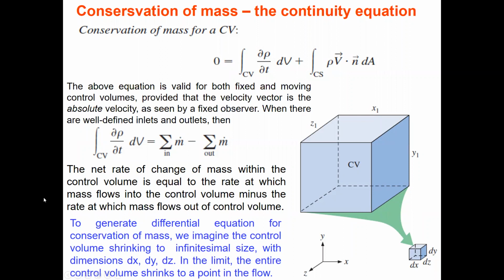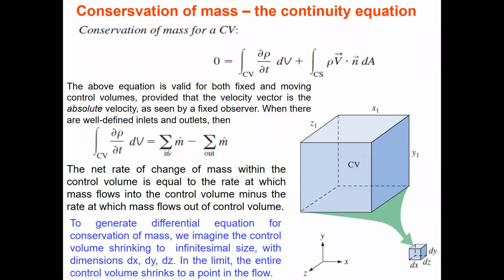It should be conserved. Means this equation is valid for both fixed and moving control volumes, provided that the velocity vector here is the absolute velocity. We should know it means it moves with some speed as seen by a fixed observer. When there are well-defined inlets and outlets, what will happen? The rate of change of mass within the total volume should be equal to the mass flowing in minus the mass flowing out.